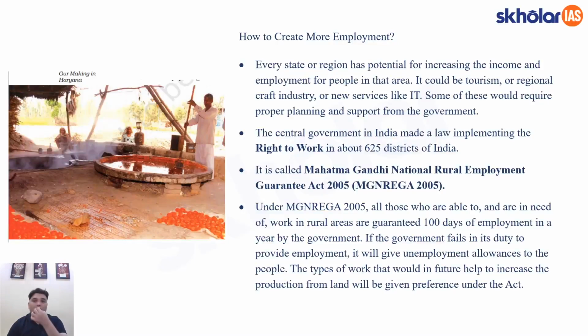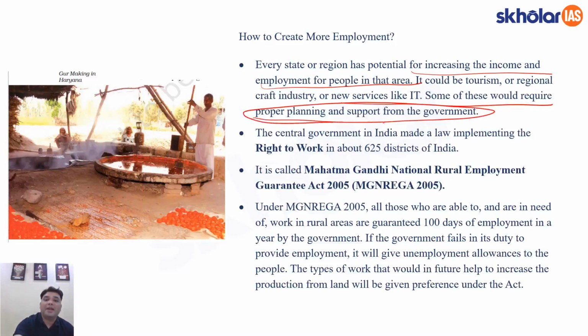Now, how to create more employment? See, every state or region has the potential for increasing the income and employment for people in that area, right? Now it could be tourism, it could be a regional craft industry, or it could be new services like IT. And some of these would require proper planning and support from the government. See, government intervention is absolutely important. Everything cannot be done by the private sector, right? Government has to come out with an enabling policy framework to allow the corporates and the industries and even the agriculturalists to have more and more job opportunities.